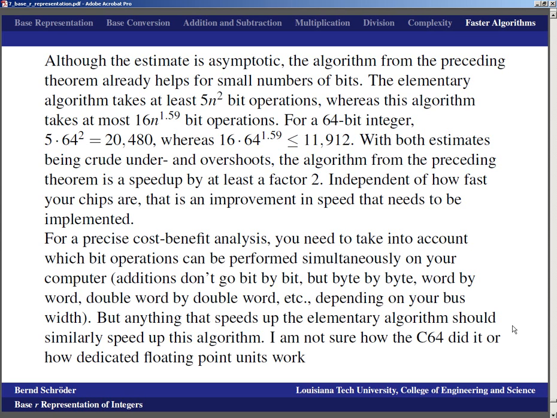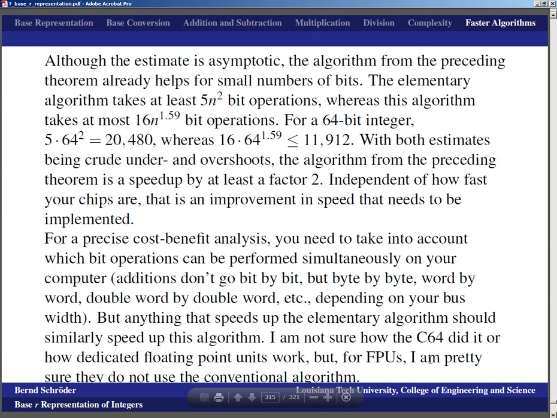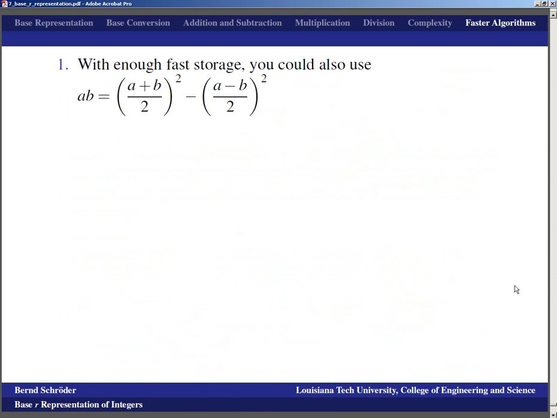And I always tell these war stories that I've read the operating system of the Commodore 64. I am really not sure how the Commodore 64 did it. My memory is terribly hazy on that right now. And I'm also not sure how dedicated floating point units work, because for FPUs, I'm quite certain they don't use the conventional algorithm, I can tell you that. But there are more algorithms around.